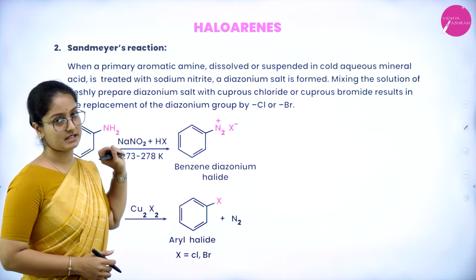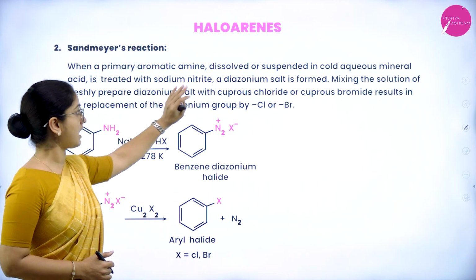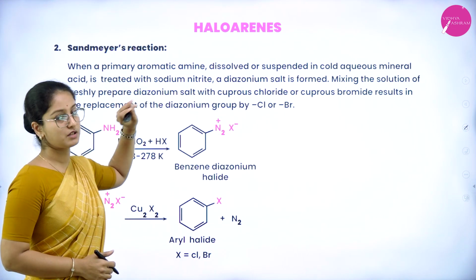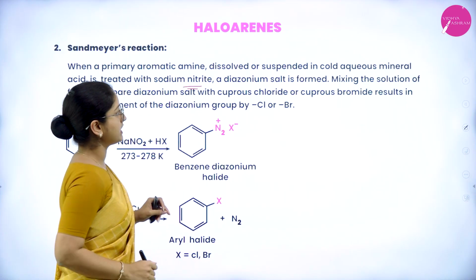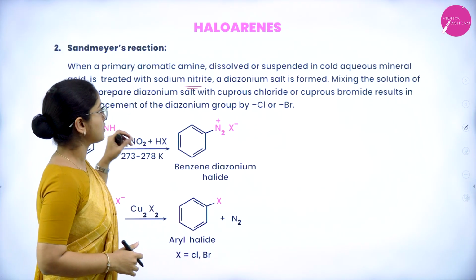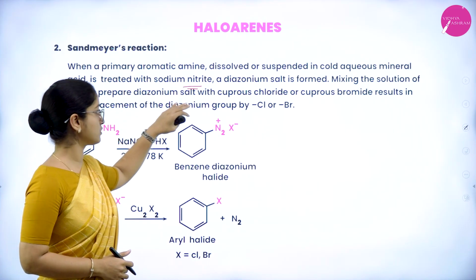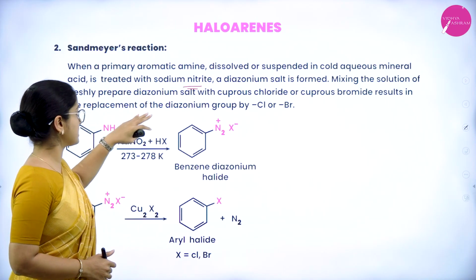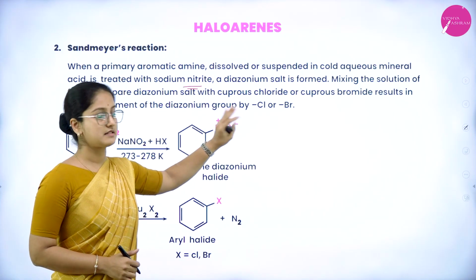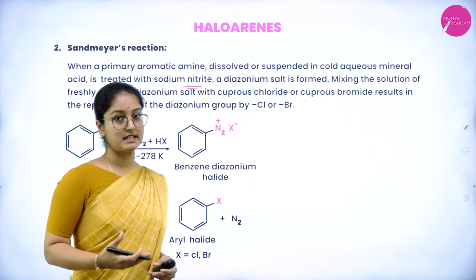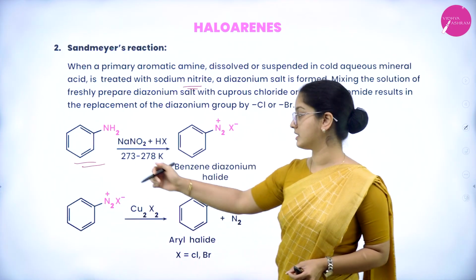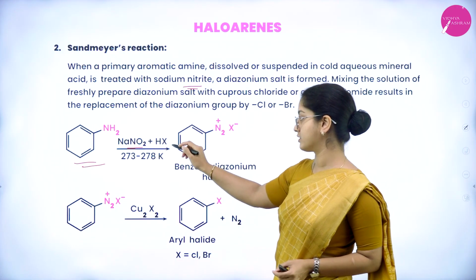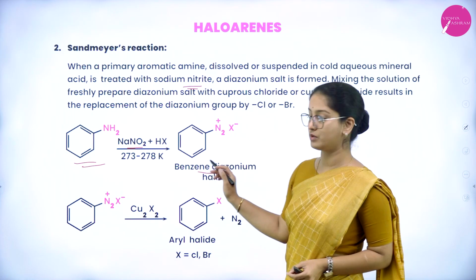Next is Sandmeyer's reaction. When a primary aromatic amine, dissolved or suspended in cold aqueous mineral acid, is treated with sodium nitrite, a diazonium salt is formed. Mixing the solution of freshly prepared diazonium salt with cuprous chloride or cuprous bromide results in the replacement of the diazonium group by Cl or Br. So here is the reaction wherein benzene amine is reacted with sodium nitrite in the presence of hydrogen halide. So you get benzene diazonium halide.